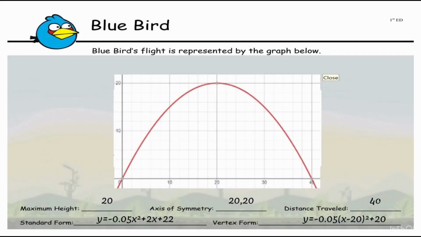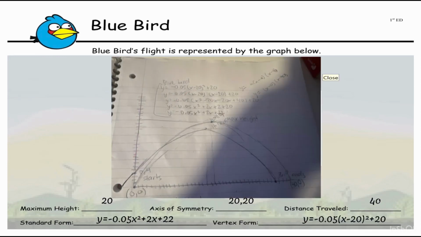So for our Bluebird, it says Bluebird's flight is represented by the graph below. And so for this one, we are already given a graph. And so from there, I redrew the graph given on paper. And our points are (0, 0), (40, 0), and (20, 20), being our max height. And then from there, we then get our vertex form. So I got negative 0.05 from Desmos.